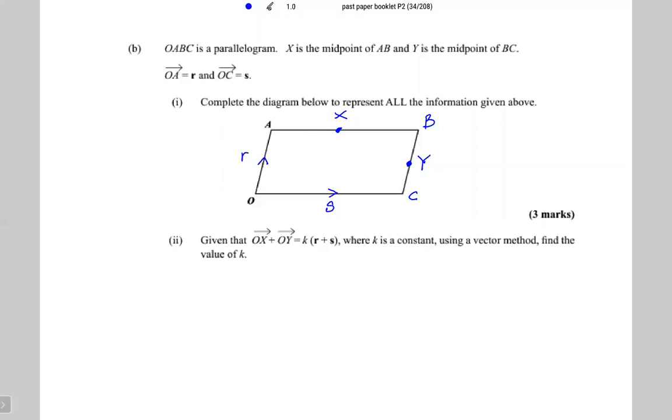It says, given that OX plus OY is equal to K into R plus S, where K is a constant, using a vector method, determine the value of K. All right, let's figure that out. It says OX plus OY. So the first thing I would do is let us determine OX.